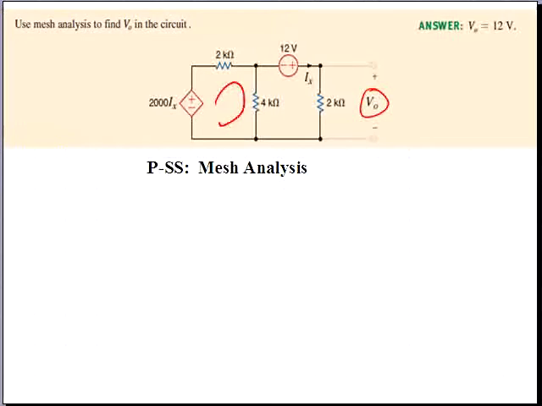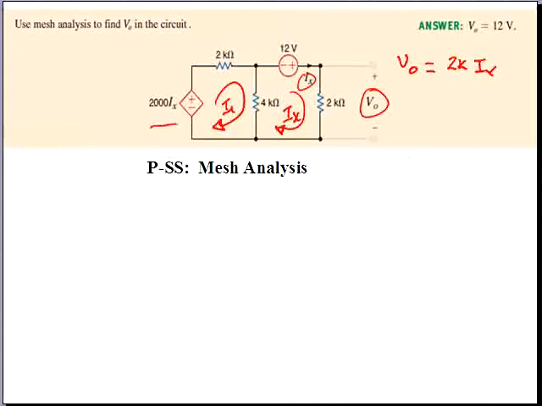In the mesh analysis approach, we're going to label some mesh currents. We'll call this I1 and this current I sub X, since that's the name that's already given up there. And then our auxiliary equation for the V sub O quantity will be 2K times I sub X.